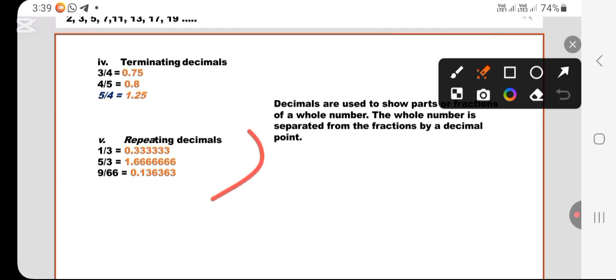We have the repeating decimals. We know what decimal is all about now. So what is a repeating decimal? Well, when you divide 1 by 3, we have 0.333. They repeat themselves in a given pattern.